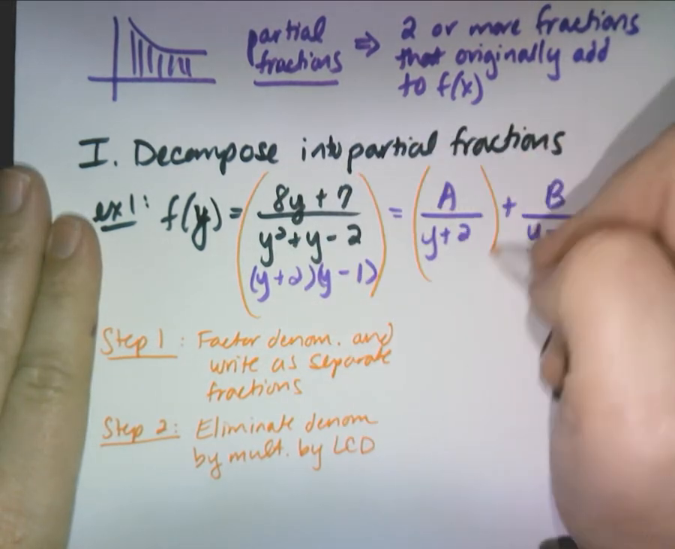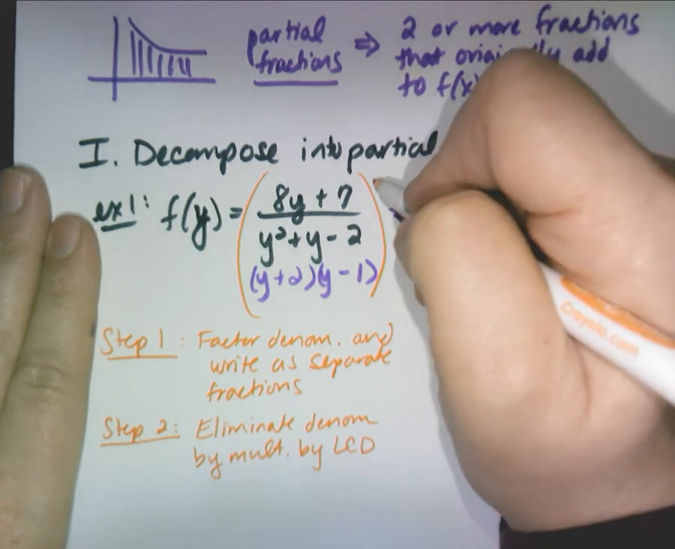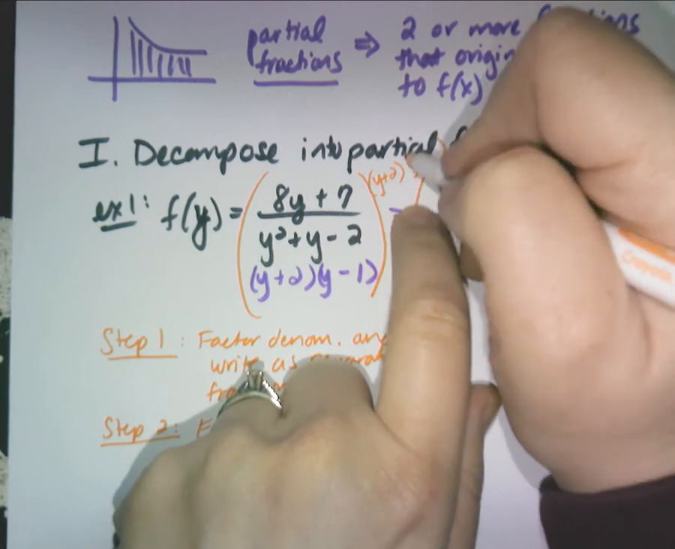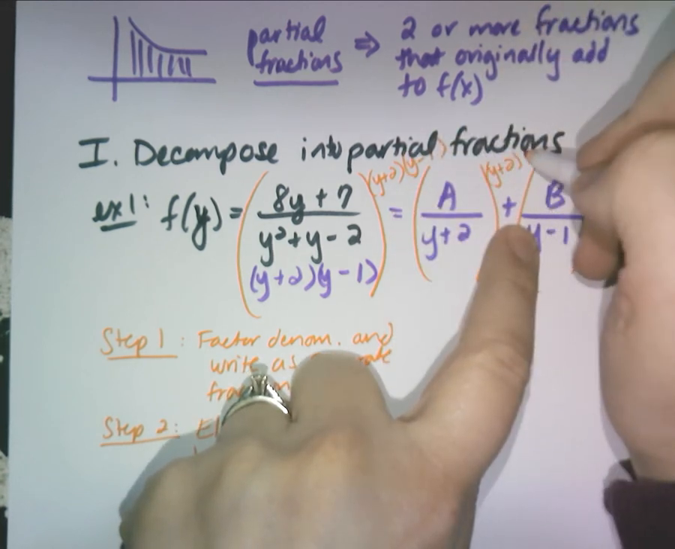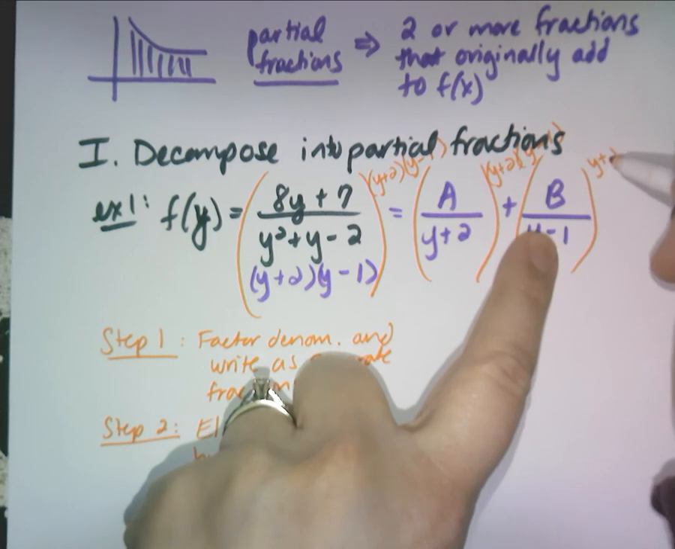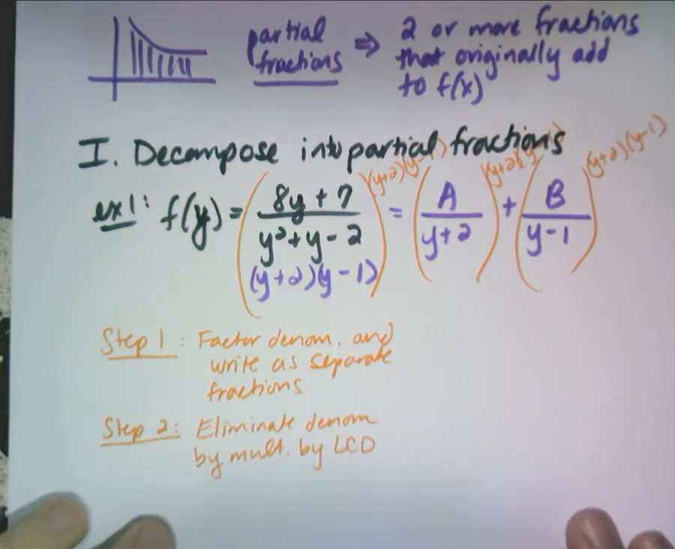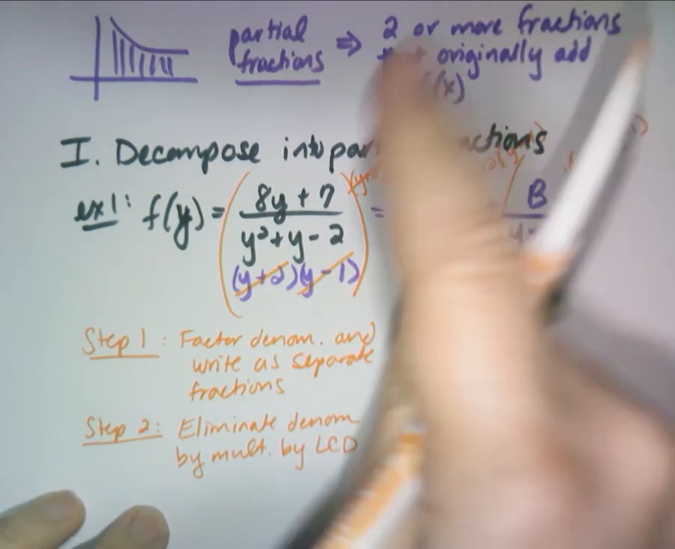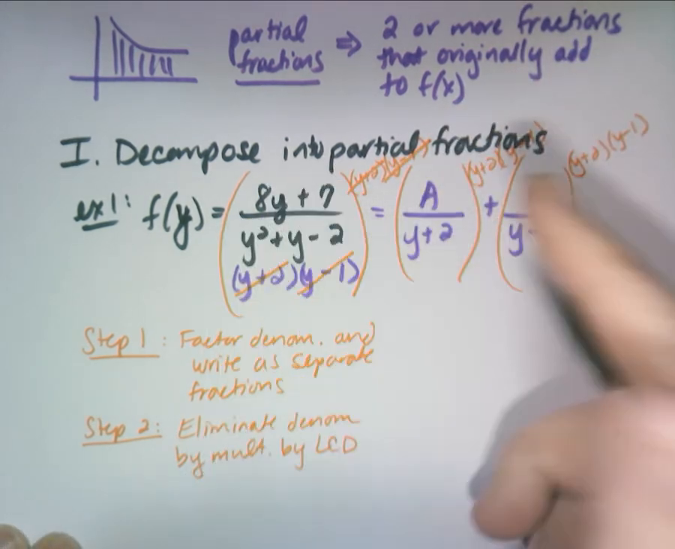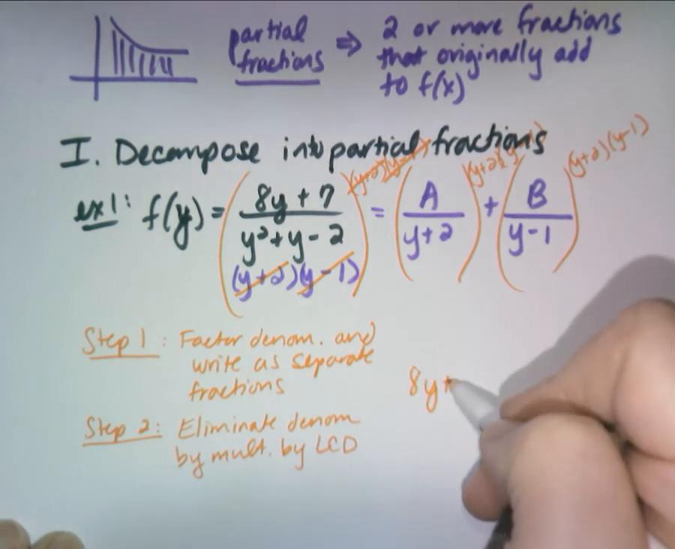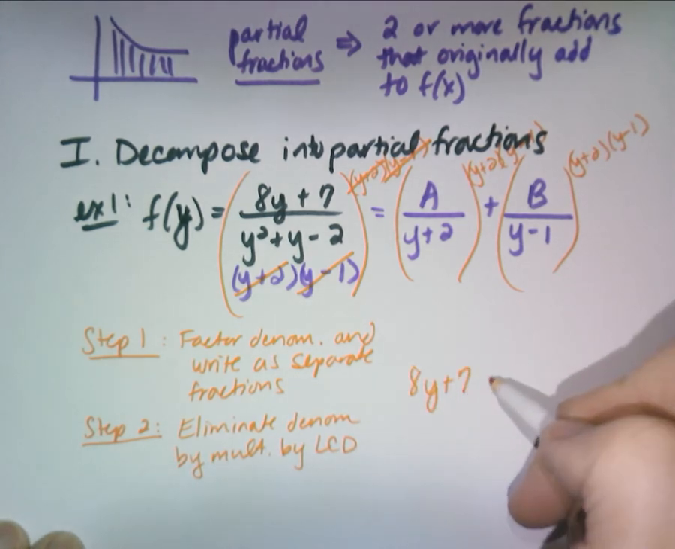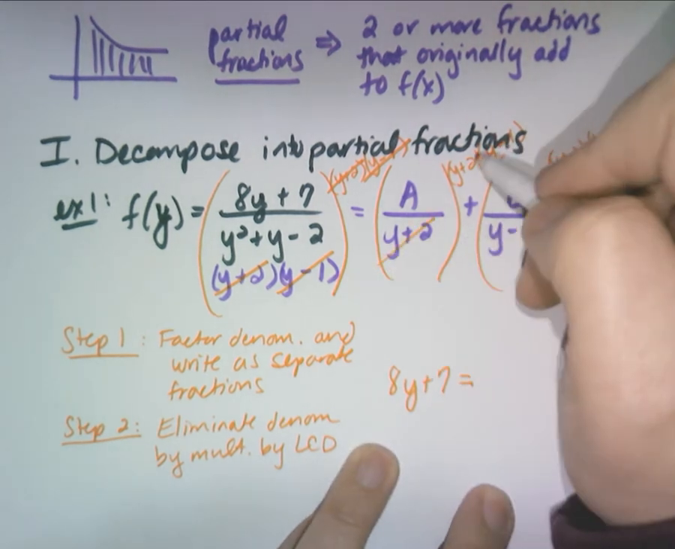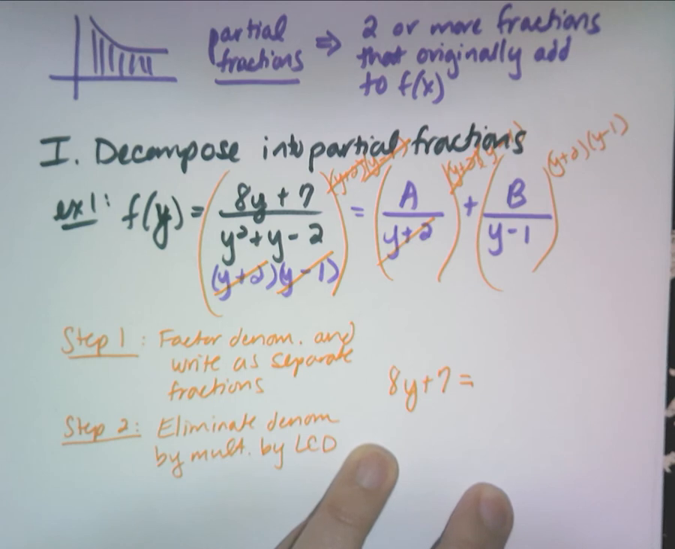The way that I do it, and I know some of you don't like it this way, but I promise you it helps, is I put the LCD on top of each term, because that means you're multiplying: y plus 2 y minus 1, y plus 2 y minus 1, y plus 2 y minus 1. There's method to my madness. This would cancel with this one, this would cancel with this one, and you would just be left with 8y plus 7 equals. Then this y plus 2 would cancel with this y plus 2, and what would you just be left with?